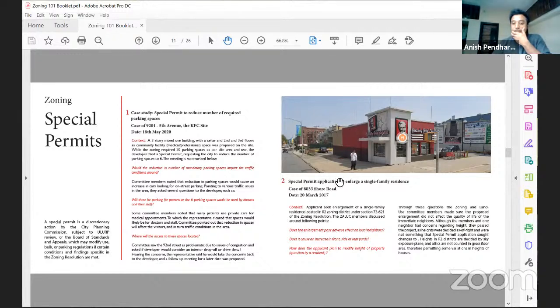For example, special permit application to enlarge a single family residence. So does the enlargement pose adverse effect on local neighbors? Does it cause an increase in front, side, or rear yards? And how is the applicant modifying the height of the property, and things like that?